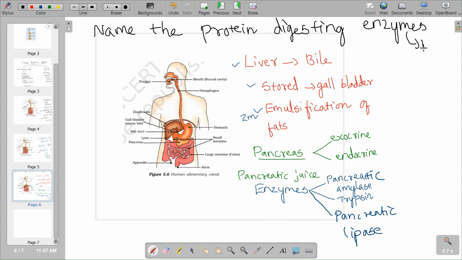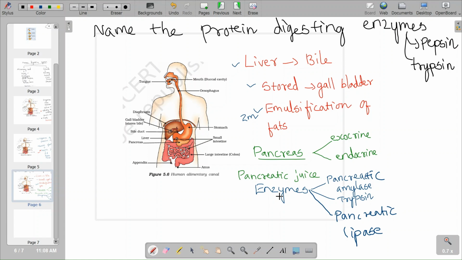It is pepsin and trypsin. Okay, pepsin and trypsin. Pancreatic juice contains enzymes: pancreatic amylase, trypsin, and pancreatic lipase. Pancreatic amylase is involved in the digestion of carbohydrates, trypsin helps in the digestion of protein, and pancreatic lipase helps in the digestion of fats.